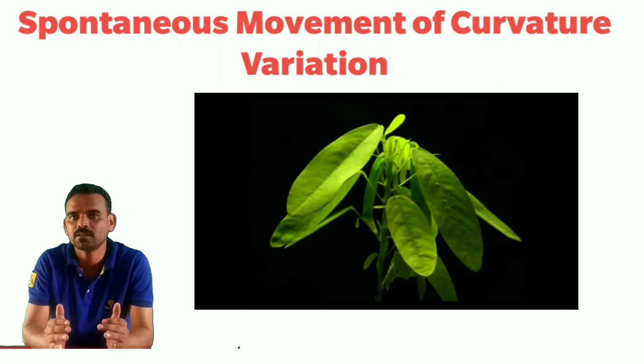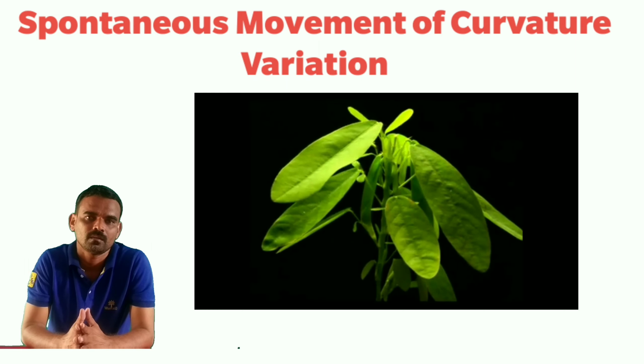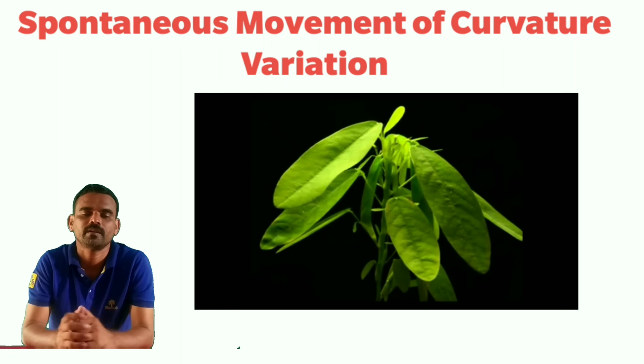That means there is a variation in their shape. That particular type of movement is known as movement of variation. Next, that is the movement of growth. In this type, different kinds of growth patterns are found.